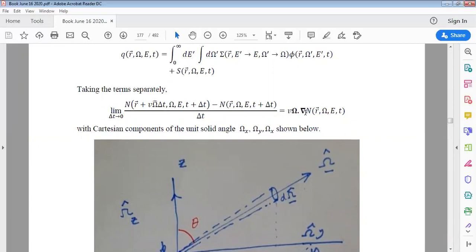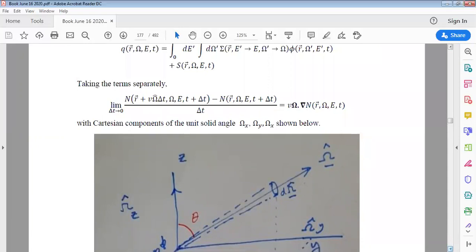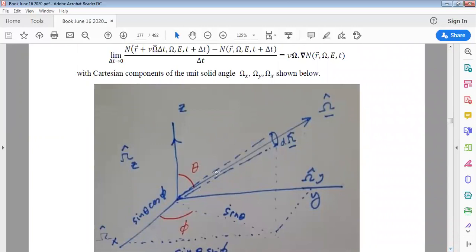Now the omega dot grad n comes if you look at this diagram over here. If you open this omega, in Cartesian coordinates there's an x, a y, and a z. So omega is made up of omega x component plus omega y component plus omega z component. So I've got to open the r plus v omega hat delta t into x, y, and z terms.